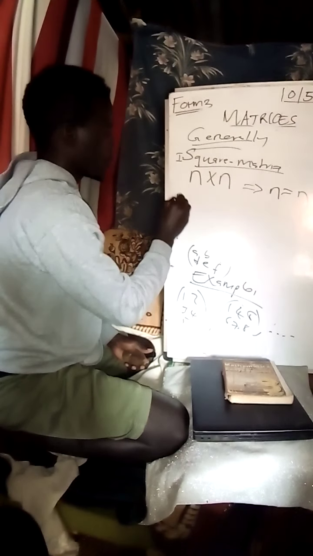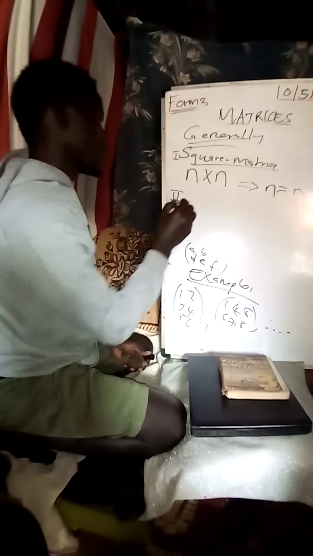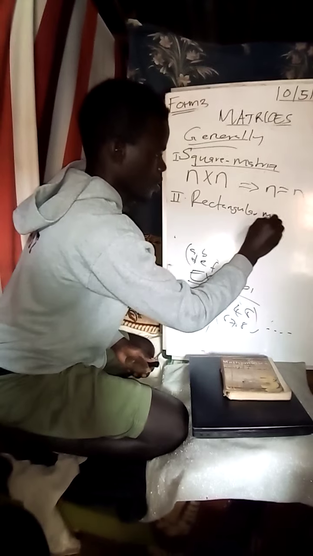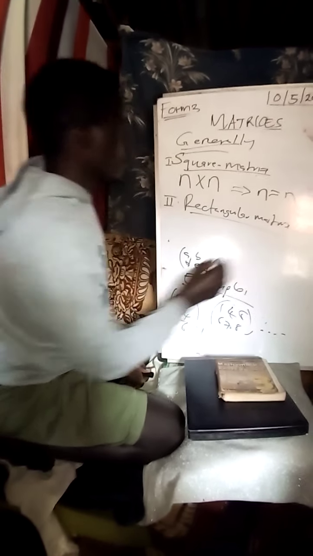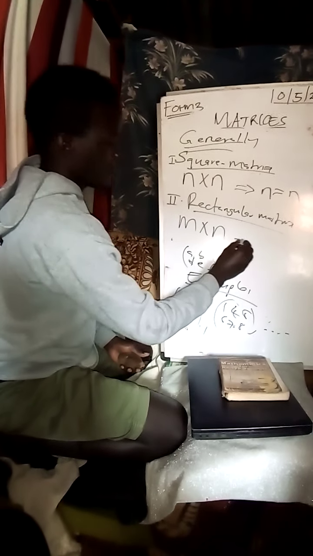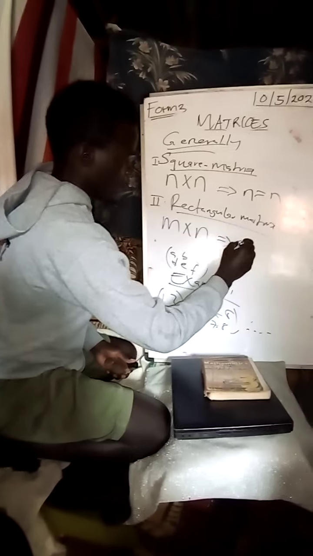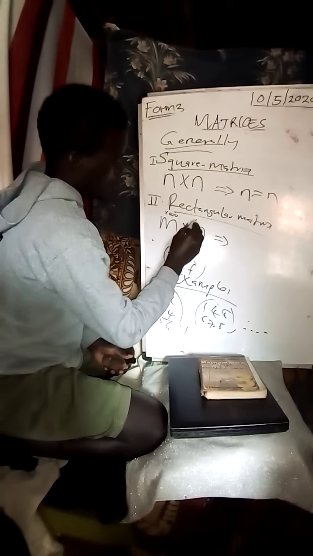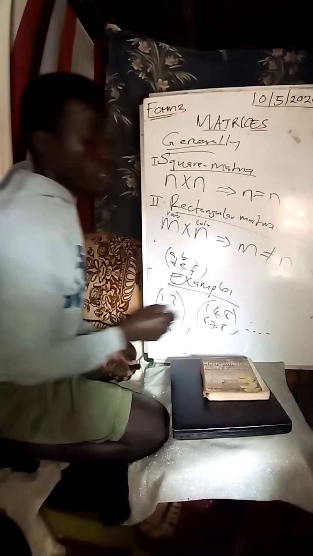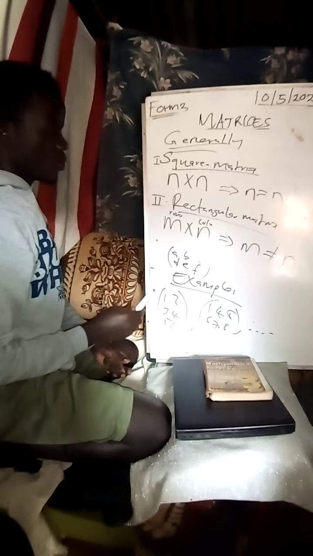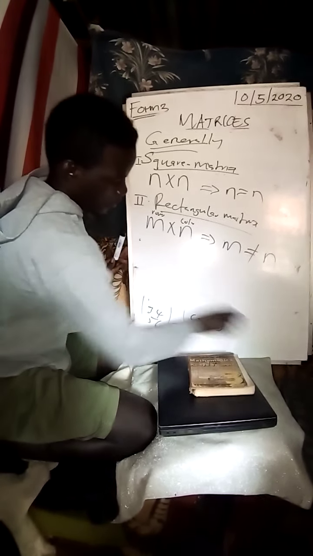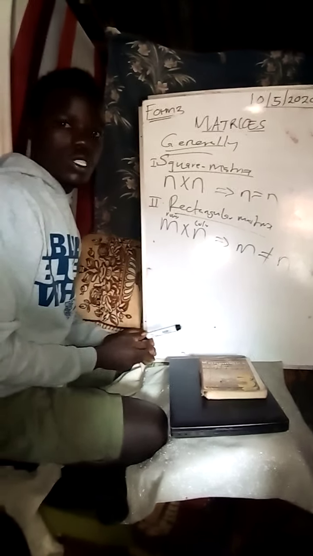And for the rectangular matrix, we are going to denote it as an m by n matrix, which implies that the number of rows, which is m, is not equal to the number of columns, which is n. So in that case, it will be easier for you to identify the kinds of matrix that we are going to work with.